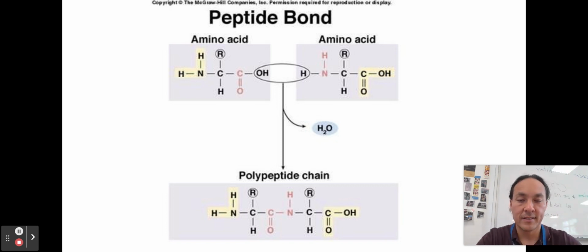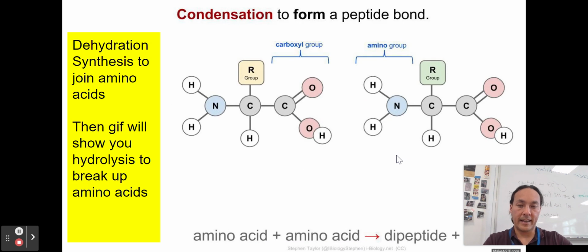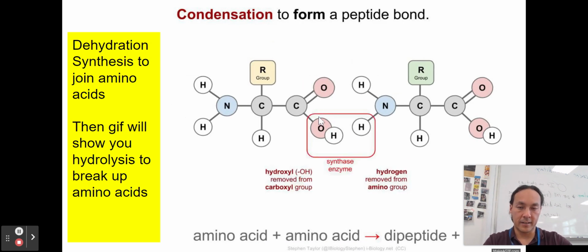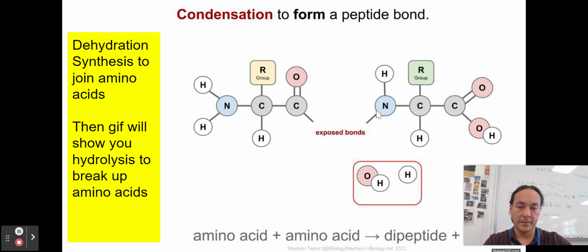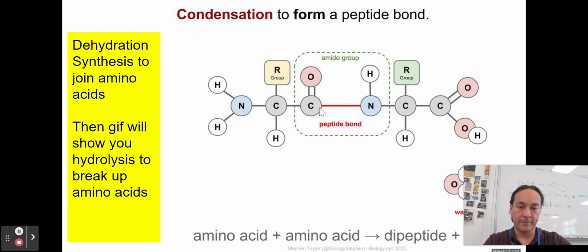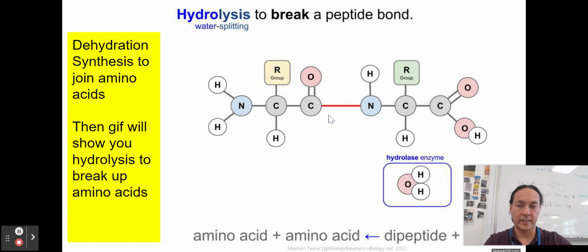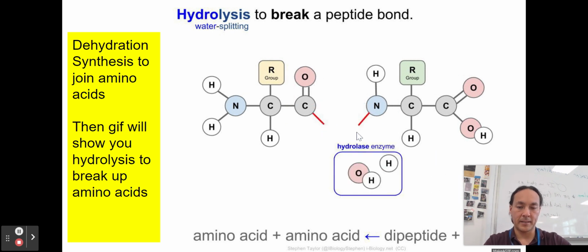All right, we're bringing it up again. Dehydration synthesis. Here we go. We kick out that water molecule and we bond together the two amino acids to make a polypeptide chain, many peptide bonds. Here it is in action. So here goes the carboxyl group and the amino group. They're going to remove that water molecule and form this bond. This is a covalent bond. This is the sharing of electrons. We call that a peptide bond.